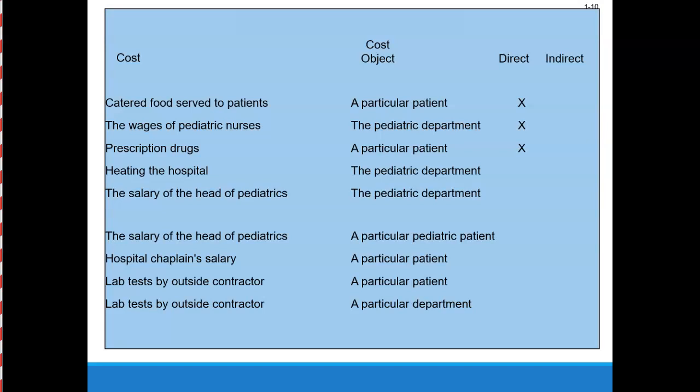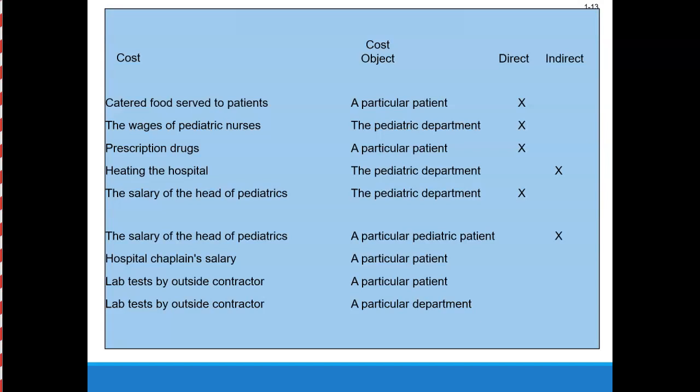Okay, what about this one though? The pediatric department, okay, it might occupy 10,000 square feet. The heating of the entire hospital, isn't that an indirect cost, guys? Do you know which heat's going for that department? No. Does that make sense what I'm trying to get at, direct versus indirect? Next, the salary of the head of pediatrics. If the cost object is the pediatric department, we can define that. That's a direct cost, couldn't it? Wouldn't it be? But guys, what about this one? The salary of the head of pediatrics for an individual patient? That's an indirect cost, isn't it?